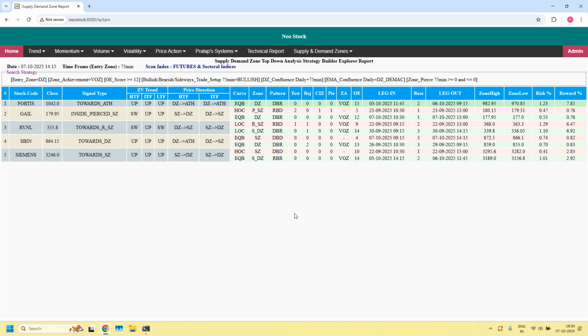Provided less than 20 checklist items are satisfied. Otherwise, the higher chances of zone violation.